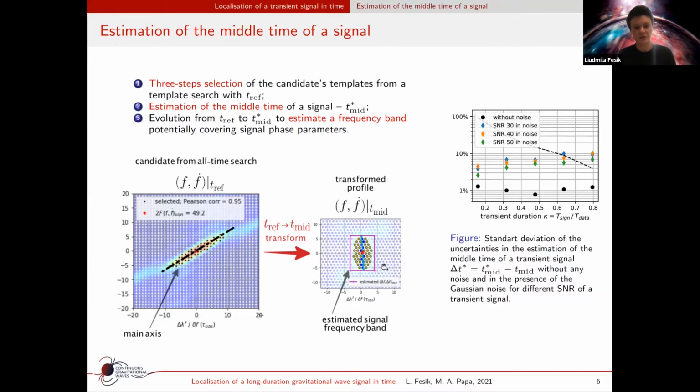Let me note that once we estimate the middle time of the signal, we can evolve the frequency templates back to the estimated middle time. Then, if we estimated the middle time more or less correctly, we get a picture like this, where our ellipse is almost vertically aligned in frequency-frequency dot space. And we can estimate from this picture the frequency and frequency dot bands where we assume to find the actual signal parameters. So this can be applied to further searches when we localize the duration of the signal.